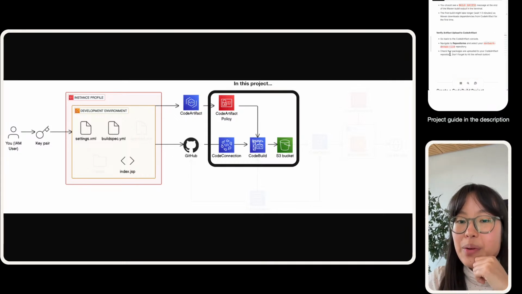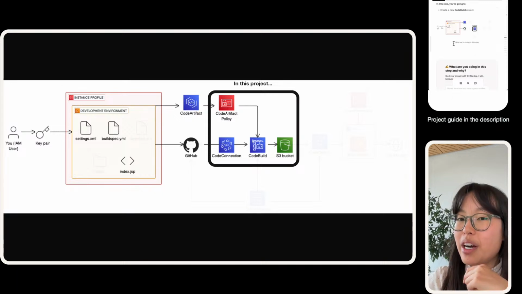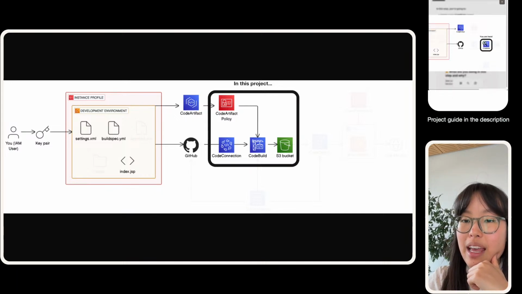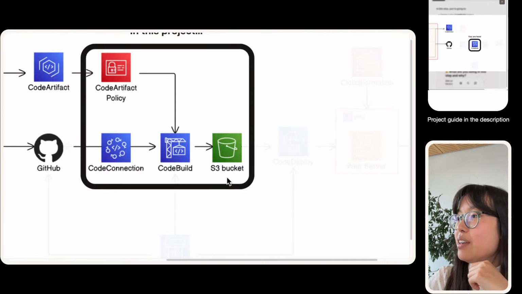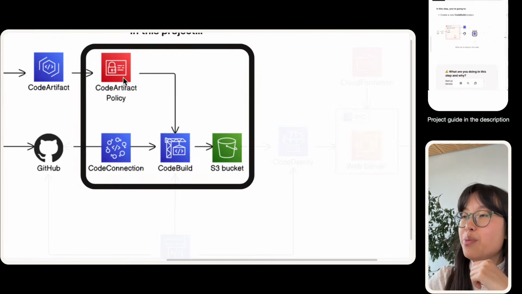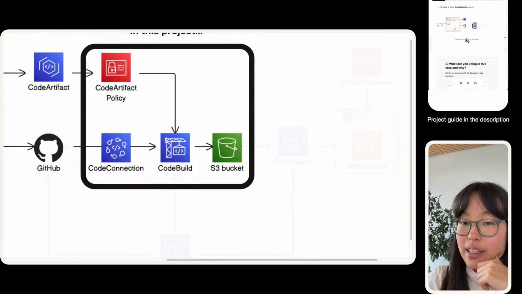Okay. So we've got all our repositories and CodeArtifact. We're now ready for CodeBuild. And we're going to be doing things step by step together. Instead of going straight into launching everything here, we're just going to do this one first. In this step, we're going to create a CodeBuild project.